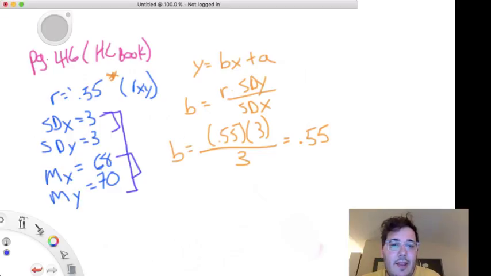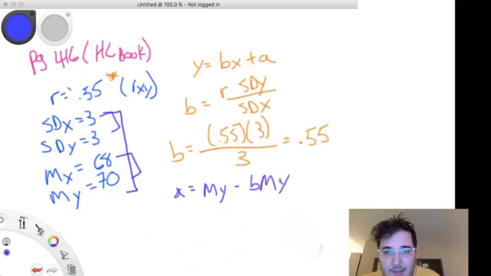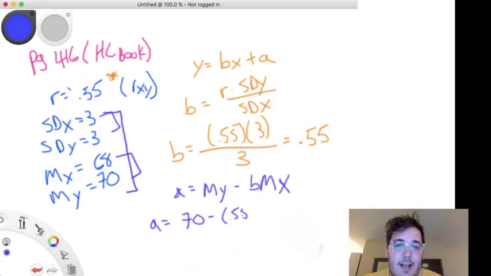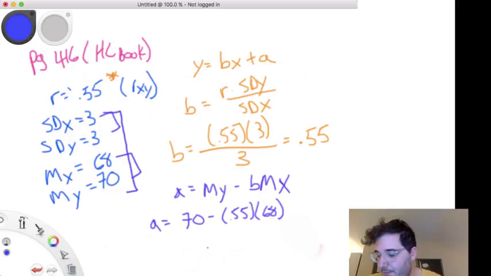Okay, now we can calculate a. A equals the mean of y minus b times the mean of x. So a equals the mean of y, which is 70, minus 0.55 times the mean of x, which is 68. So that equals 32.6.